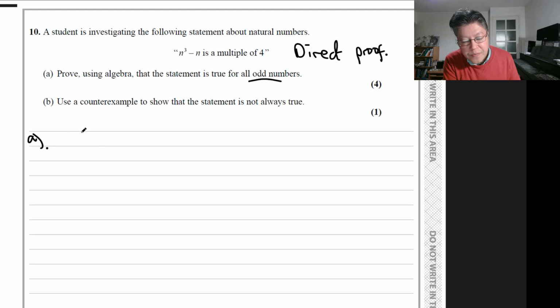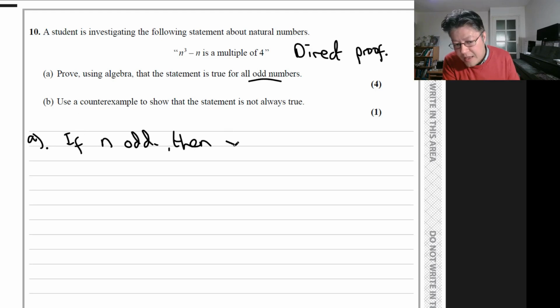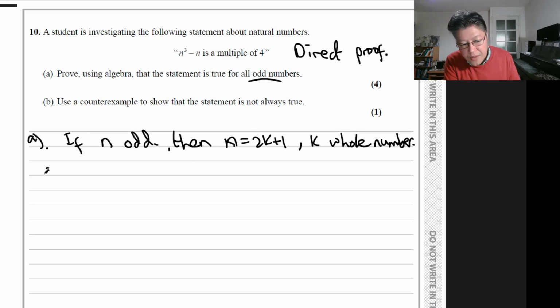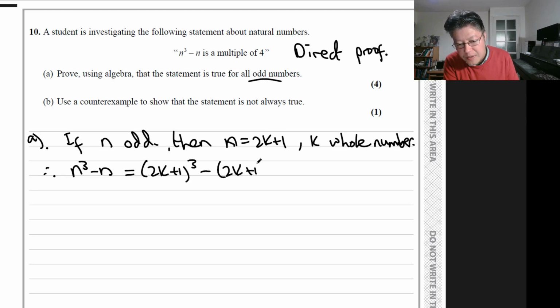So part A, if n is odd, then we can write it n equals 2k plus 1, where k is a whole number. And now we're going to do the steps and hopefully end up with being a multiple of 4. So therefore, n cubed minus n equals, and we can replace n with 2k plus 1. So 2k plus 1 all cubed minus 2k plus 1.